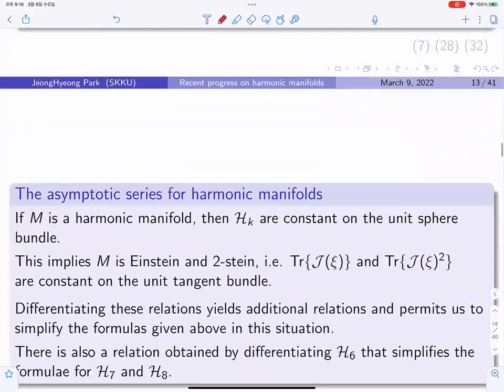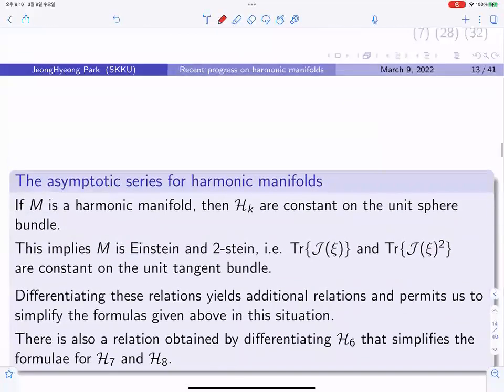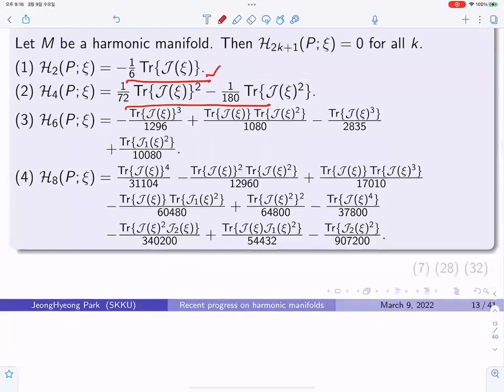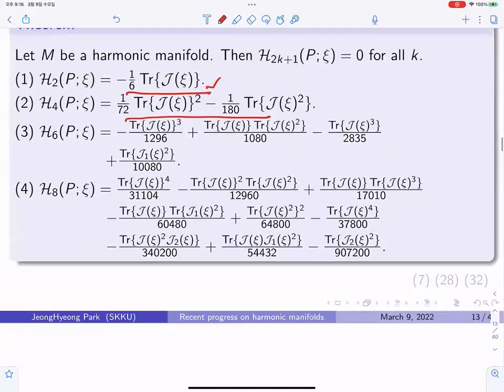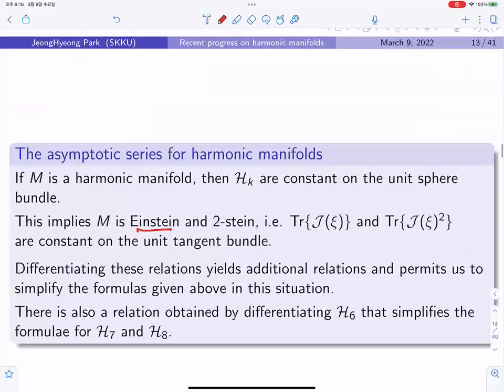Okay, so from this first equation, the manifold is Einstein, and also this second thing has to be constant. If this is constant, then this has to be constant. So the trace of J squared is constant too. So it is Einstein and both satisfy the Ricci conditions, constant on the unit tangent bundle. So we differentiate these relations, which yields additional relations. So we permit the simplified formulas.